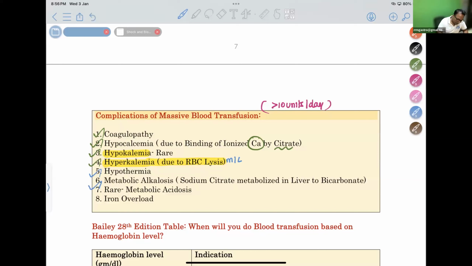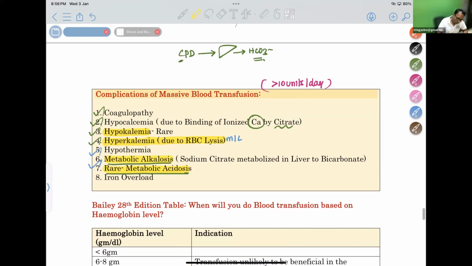Hypothermia, metabolic alkalosis. Why is there metabolic alkalosis? The citrate phosphate dextrose, that storage component, that citrate is metabolized in the liver to bicarbonate. So sodium citrate becomes sodium bicarbonate in the liver. Therefore, metabolic alkalosis. But they can also develop metabolic acidosis. This is a 100 times asked MCQ. Please don't forget. And iron overload.